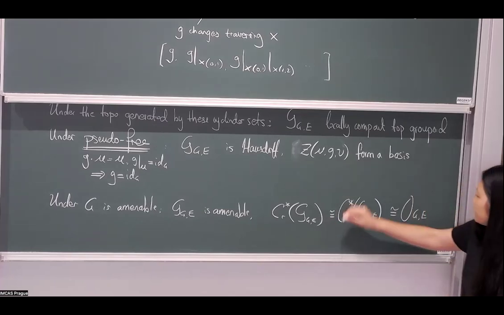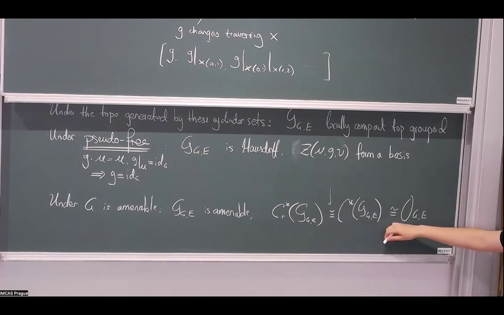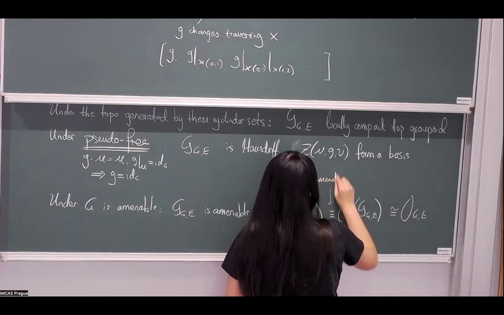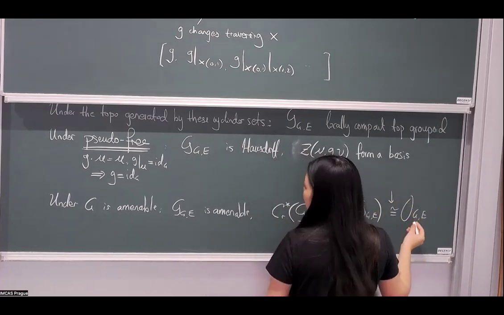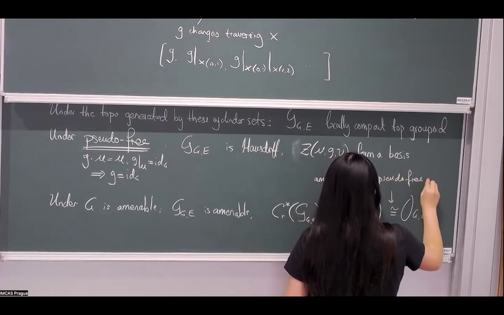So really, the amenability is used here, and pseudo-freeness is used to have this isomorphism, because the way they prove it is not directly proving that these two C-star algebras are the same, but rather through some other tight groupoid of the semi-group action. And they kind of only coincide under the pseudo-freeness. So here is where amenability comes in, and here is where pseudo-freeness comes in.